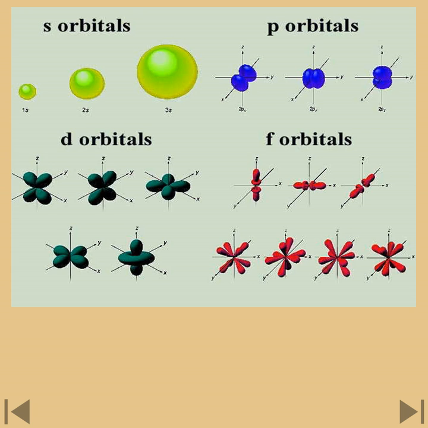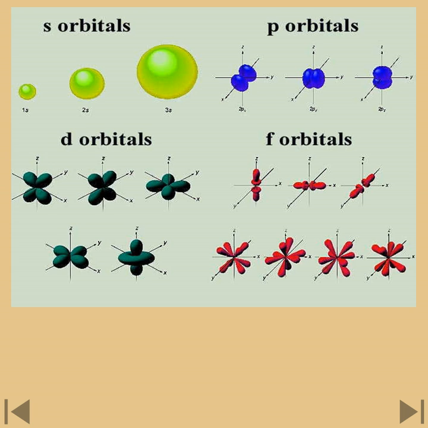Okay, where are those d subshells? Well, the d subshell has 5 orbitals, so how many electrons would that be? 5 times 2 for 10. Where do we find 10 elements wide? And that would be the transition elements in the middle. 10 electrons wide, representing the 10 electrons in the d subshell.